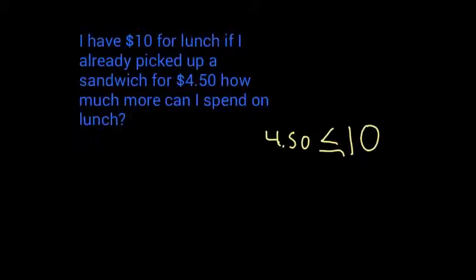on my sandwich. So I need something plus the $4.50. Let me change that variable. I don't want R. I want L. So the rest of my lunch plus the $4.50 for the sandwich has to be less than or equal to the $10 I have. I can't spend more money than I have. So to solve this, I'm going to do the opposite of adding $4.50. So I'm going to subtract $4.50 from both sides.